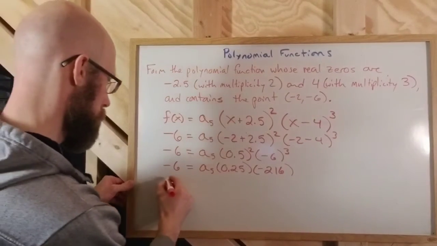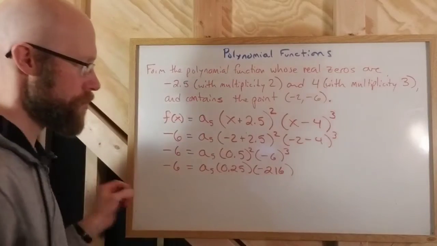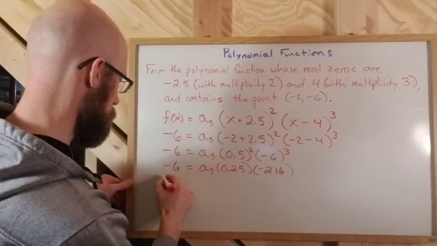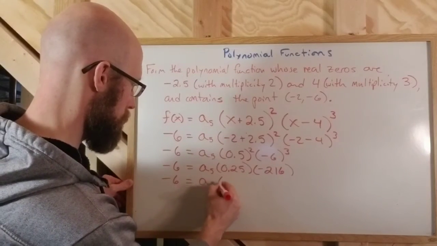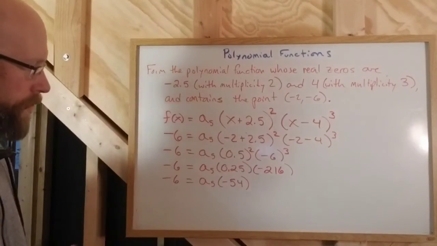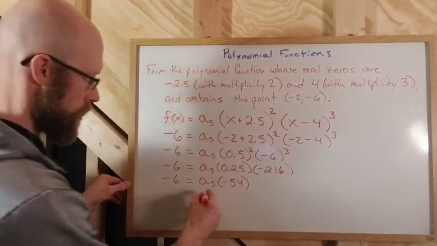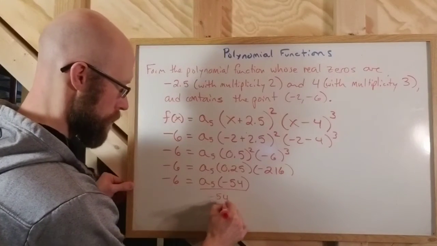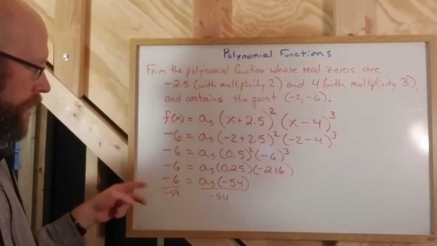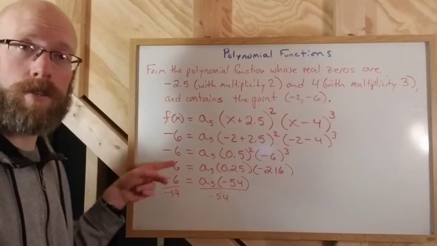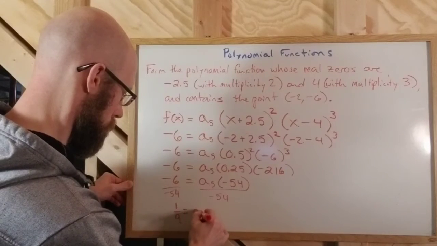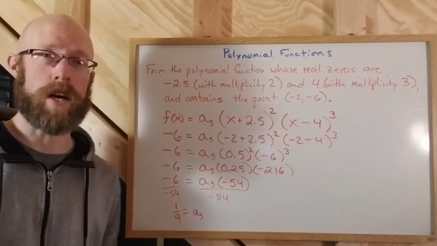And then we're going to multiply 0.25 times 216. Well, a quarter of 216 is 54. So this becomes negative 6 equals a sub 5 times negative 54, due to the negative on the 216. And then if I divide both sides of this equation by negative 54 to free up the a sub 5, the double negative cancels out. 6 over 54 is 1/9. And so I have my leading coefficient is a value of 1/9.